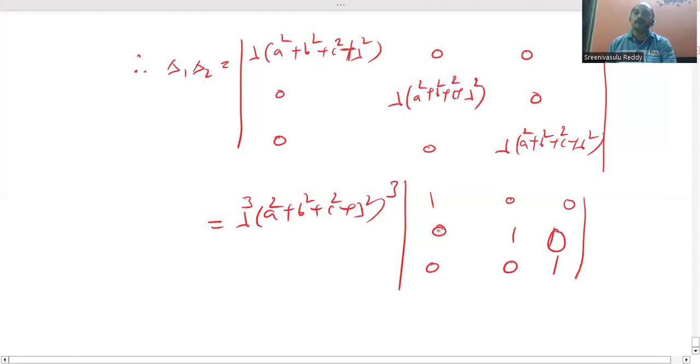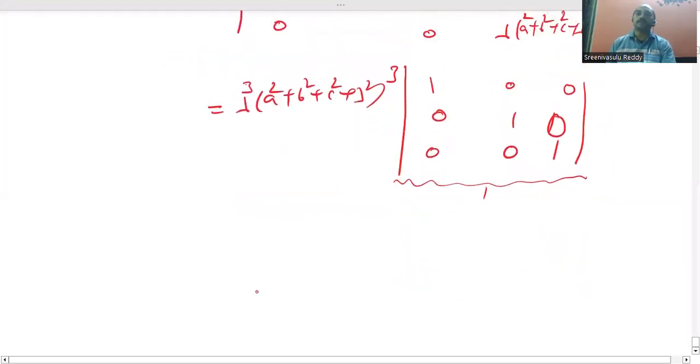The other part is the determinant of the identity matrix. If we expand this determinant using the first row or any row, because the other two rows are zeros, we get 1. So this value becomes this one only, because this determinant value is 1. If you expand by using any row or column, we get lambda cube, A square plus B square plus C square plus lambda square whole cube into 1.